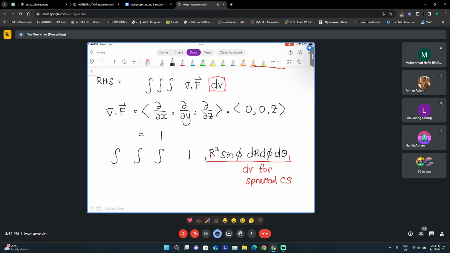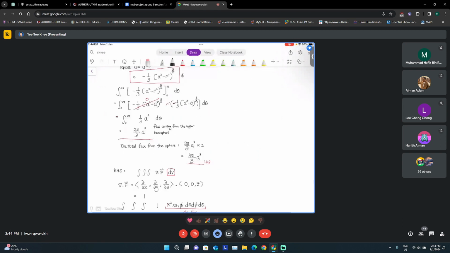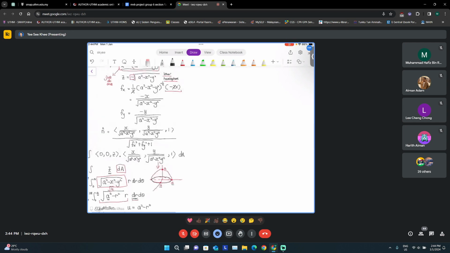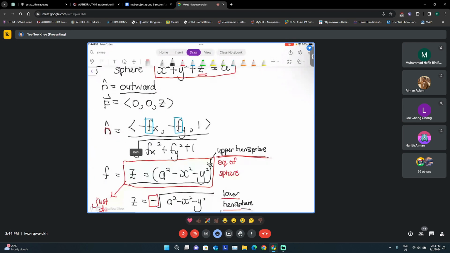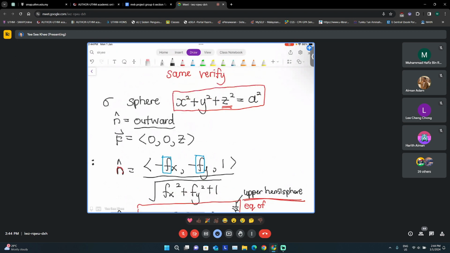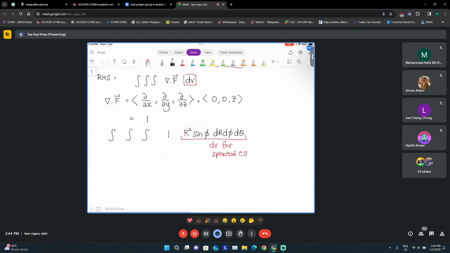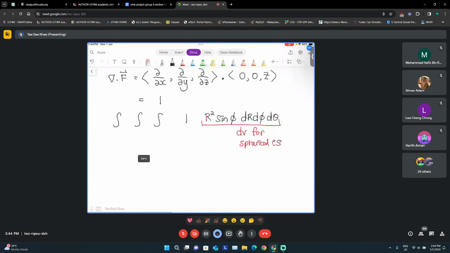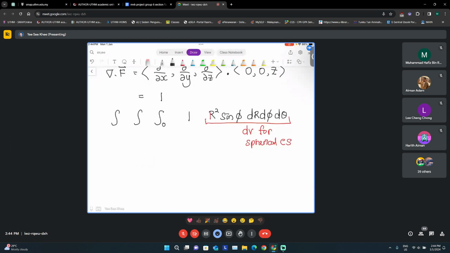Next, our job is to find the range, the interval for dr, d phi, and d theta. So for dr, you can look at the equations. From here you know what is the A and what is the R, which is A. So we can define it to be from 0 to A, the radius of the sphere.